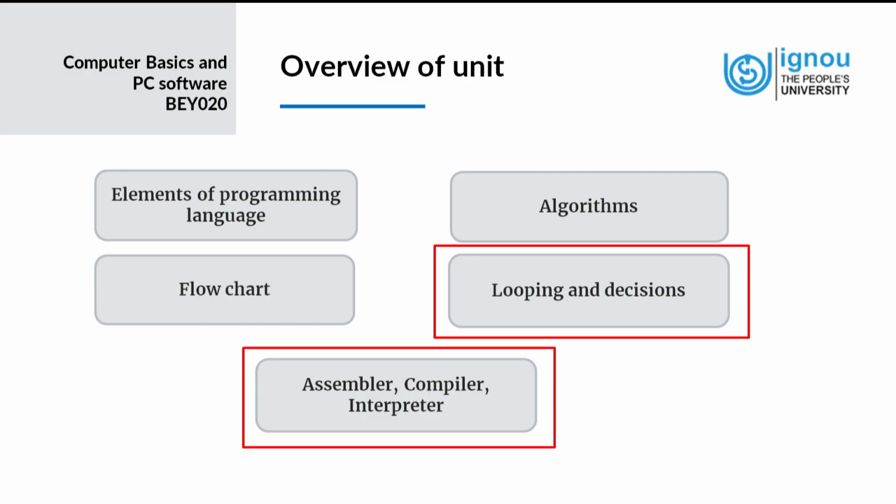In the last session, we discussed the basic concepts of programming language, where we discussed basic elements like variables, constants, expressions, and so on. In this session today, we'll be discussing looping and decision, and we'll introduce assembler, compiler, and interpreter and their role.